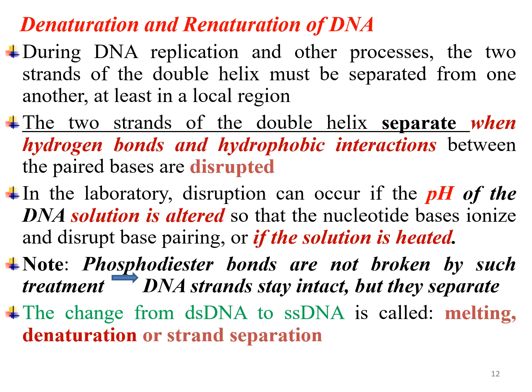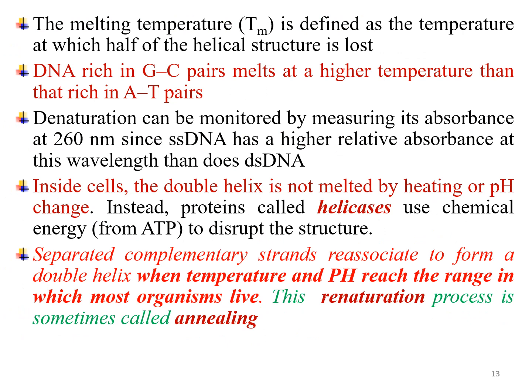Denaturation simply means the process of converting double-strand DNA to single-strand DNA. The melting temperature is defined as the temperature at which half of the helical structure is lost. This means DNA rich in GC pairs melts at a higher temperature than DNA rich in AT, because GC has a triple bond while AT has a double bond.